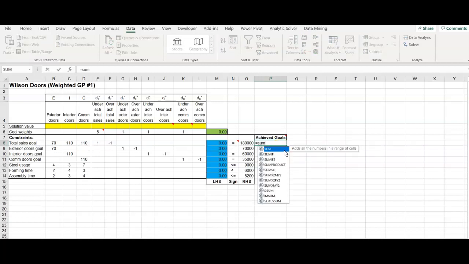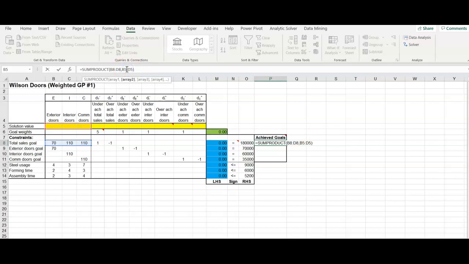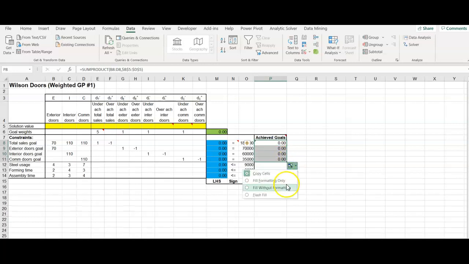So the achieving goal number for each of these four goals would be the sumproduct of the selling price with the actual quantity that Solver is going to give us. And since the Solver quantities are decision variables and remain constant, I'll put dollar signs in front of those and drag this down. So this way, when Solver gives me the solution, I will automatically know which of these four goals I've achieved and which ones I have underachieved or overachieved. So now we can go to Solver.